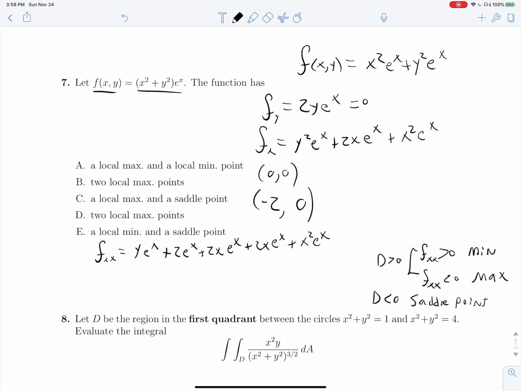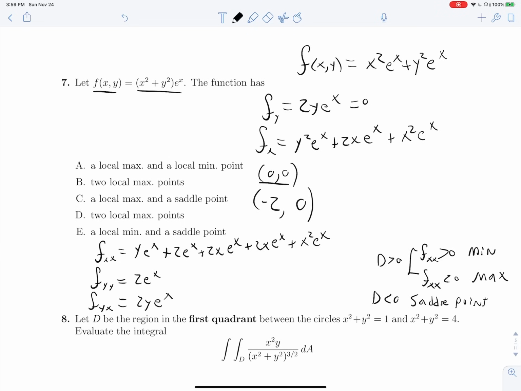Isn't that just great? And then we know that fy is going to be 2e to the x, and fyx, which will be the same thing as fxy, is going to be 2y e to the x. So let's figure out what our values are for each one of these points, and let's set up our matrix.